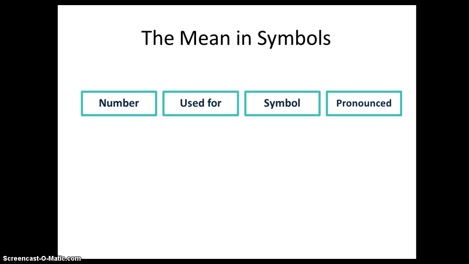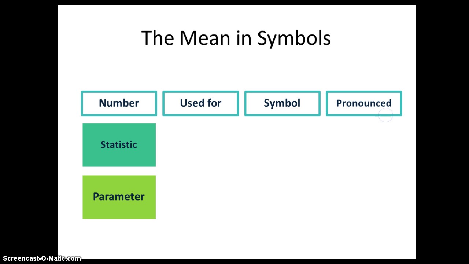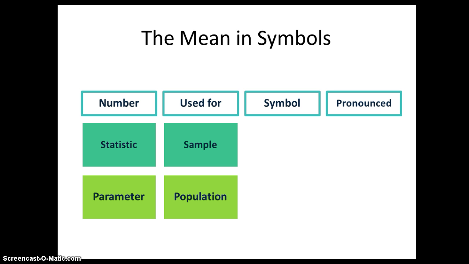Okay, so the mean in symbols. What kind of number are we talking about? Well, we can talk about statistics or parameters. You might remember this a little bit from Chapter 1. Now, a statistic is used for samples, and a parameter is used for populations. So when we're talking about a sample, we're talking about a subset of a population, and we can calculate based on that data set the mean. Whereas for the population parameter, we're talking about all of the observations in a particular population.